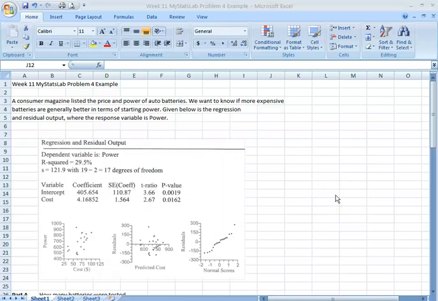Well, hello once again, and here we are with our example of Week 11 MyStatsLab Problem 4 from your homework. In this problem, a consumer magazine listed the price and power of auto batteries. We want to know if more expensive batteries are generally better in terms of starting power. Alright, and we have our regression and residual output they have given us here, and we can use this to answer the questions they're going to ask us.